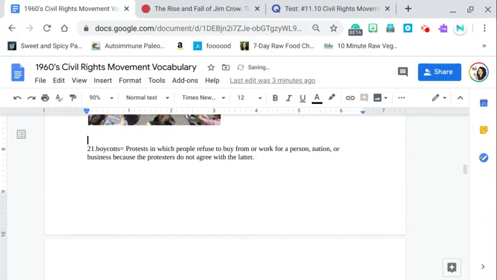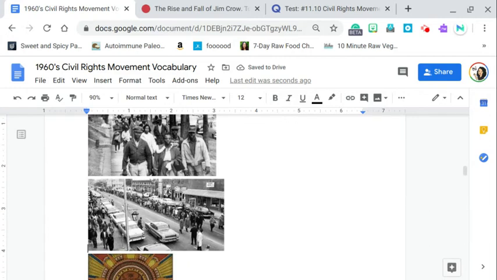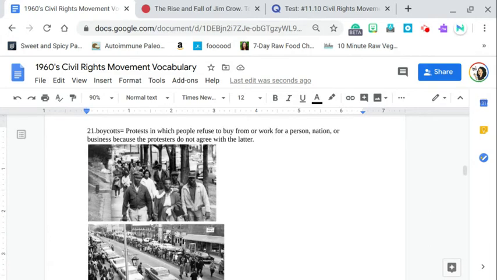Boycott is another form of protest. So what do you do when you boycott? Your money is very powerful. So if you do not like the way something is, follow the money, and don't give your money to an organization, a person, a nation, or business, because the protesters do not agree. If you do not agree with a person, nation, or business, don't give them your money.